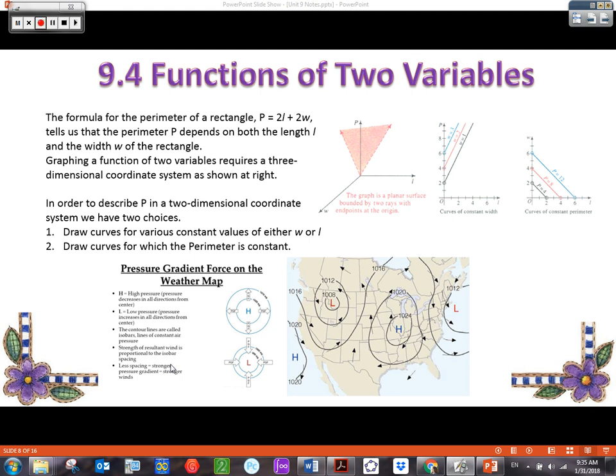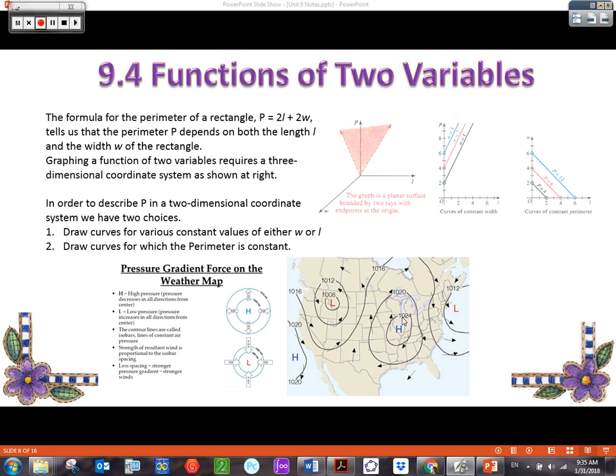In other words, the less spacing, the closer the isobars are together, the stronger the pressure gradient and the stronger the winds. So if you look right here, see how close those bars are together? Right in this area, the wind would be much stronger than in this area, where the bars are much farther apart. So the closer the bars, the less spacing, the stronger the pressure gradient and the stronger the winds. That makes logical sense.